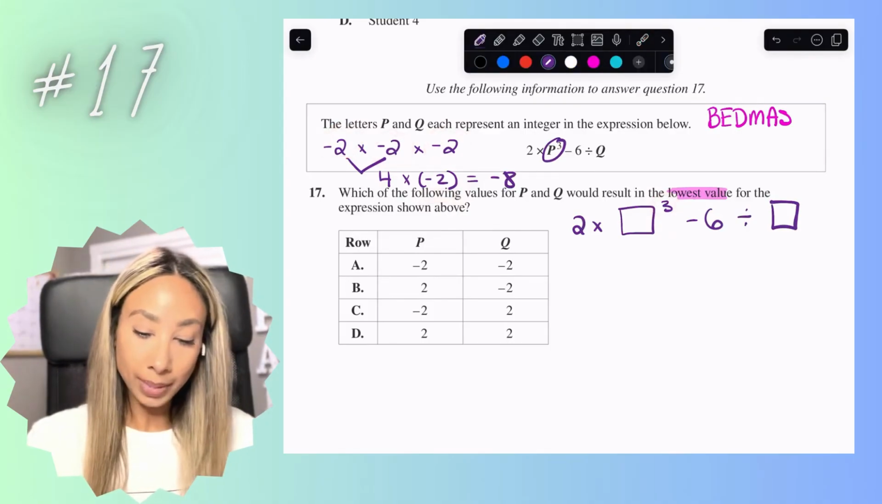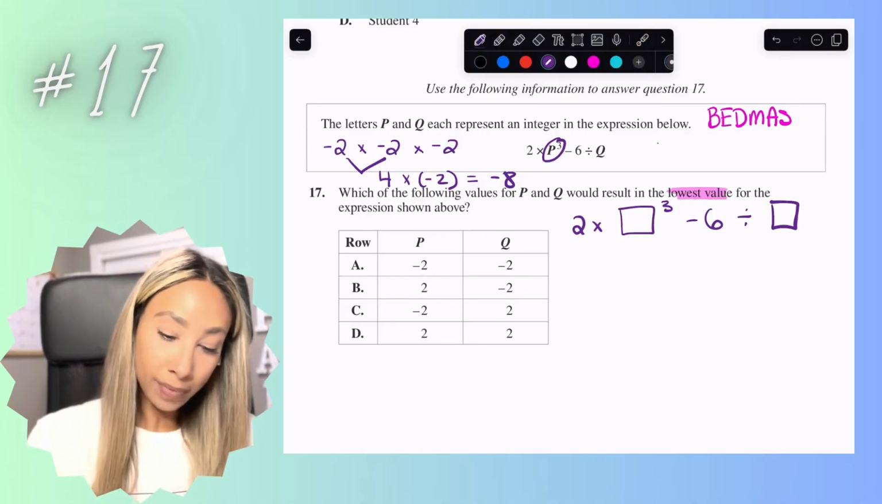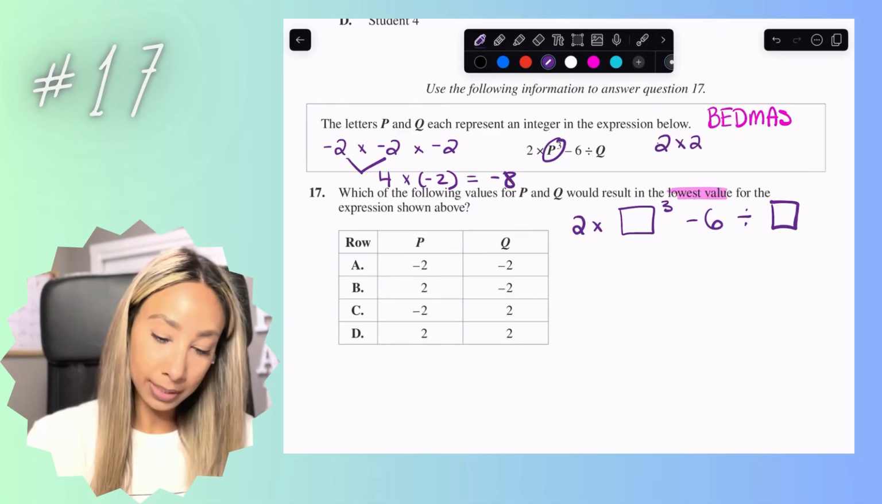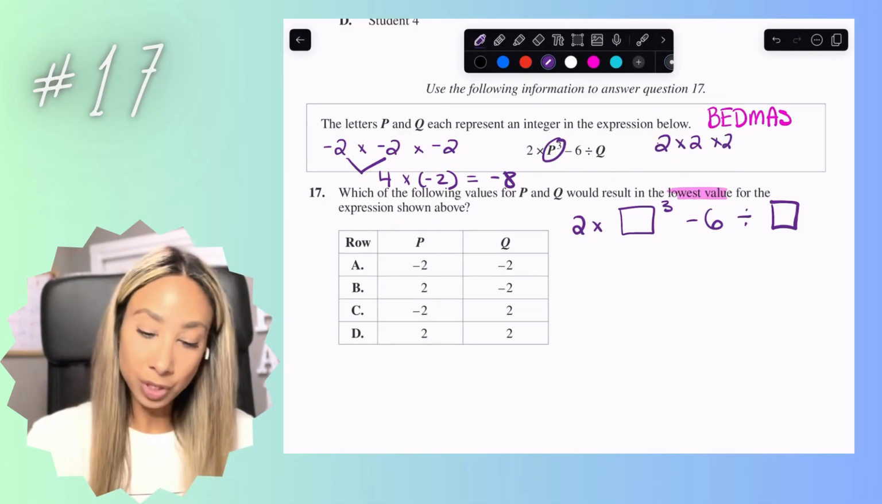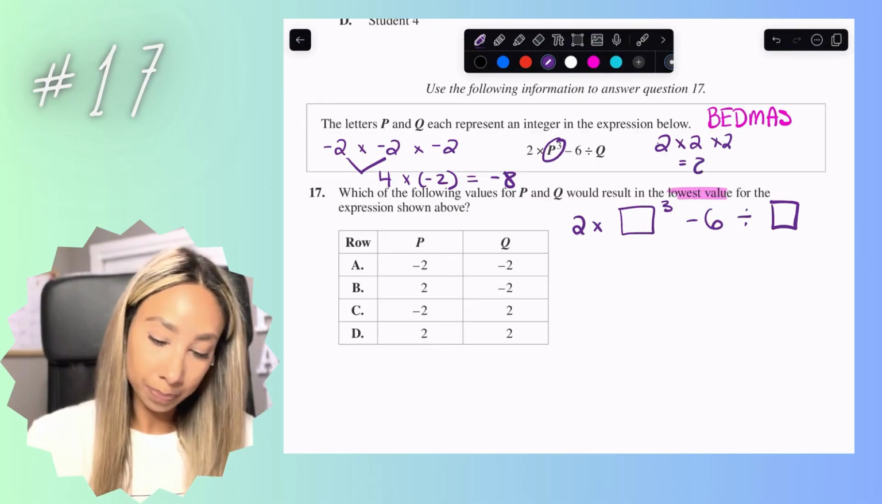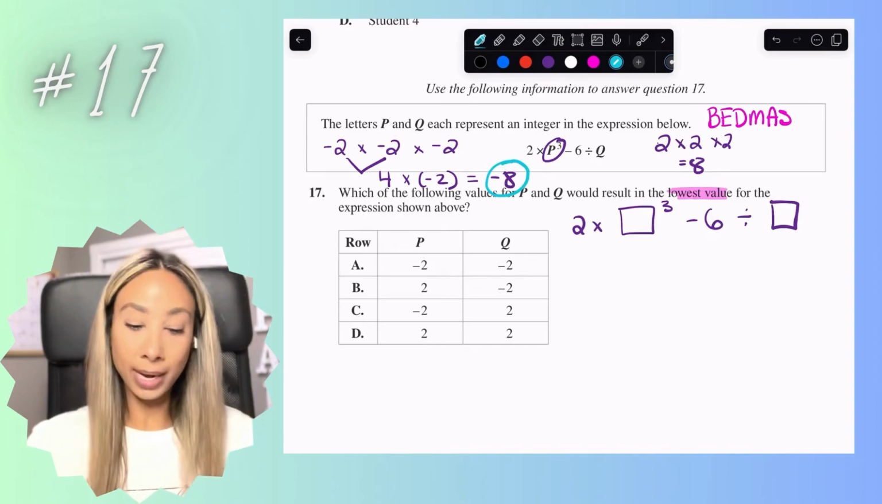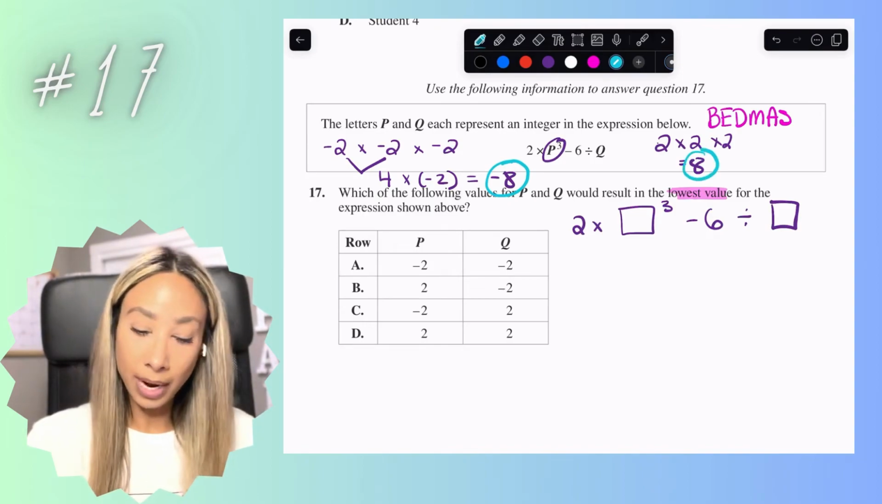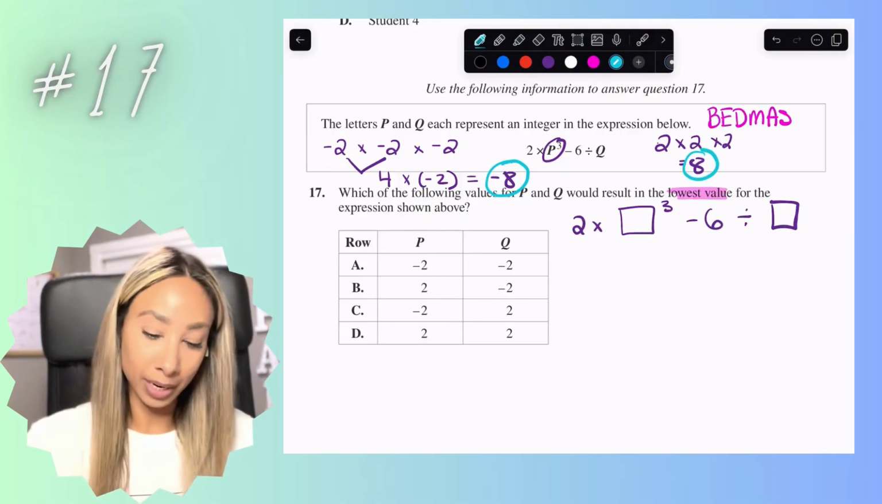Now let's look at what happens if we substitute in the positive 2. Well, if I substitute in positive 2, I'm basically saying 2 times 2 times 2, which we saw in a previous question. So that's going to give me 8. Positive 8 this time. So that means if P is negative, we're going to get negative 8 in the exponent, and if P is positive, we're going to get positive 8. Okay, so let's fill in our numbers here.